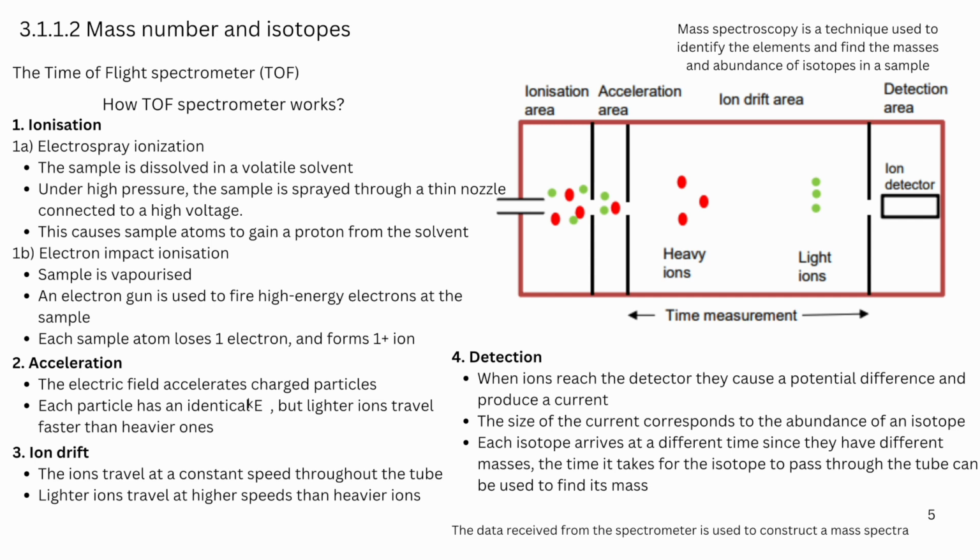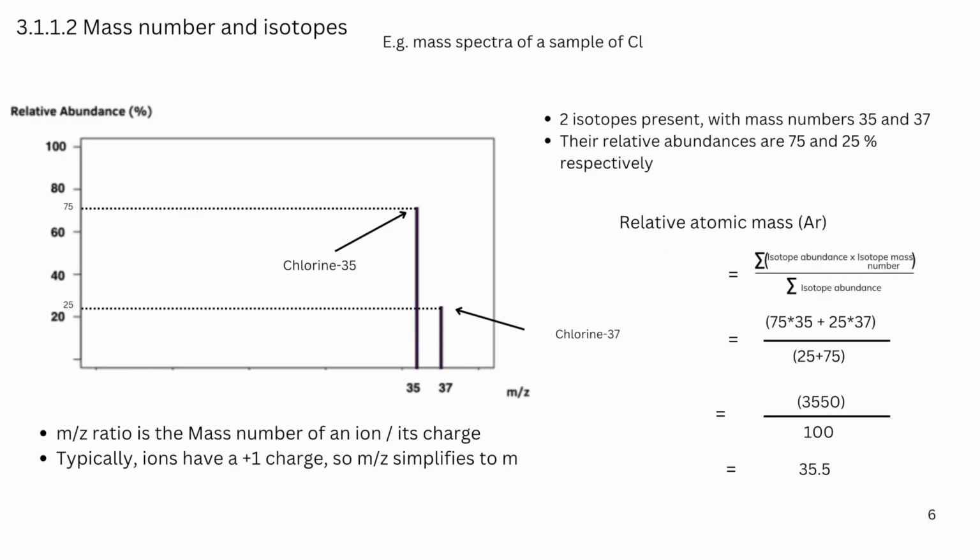And so from all of this data received from the spectrometer, scientists construct a mass spectra, which is a type of graph. Here is an example of a mass spectra. On the y-axis it has relative abundance, and on the x-axis it has m over z ratio. So m over z ratio is the mass number of an ion divided by its charge, and typically most of the ions have 1 plus charge. So m over z ratio simplifies to m.